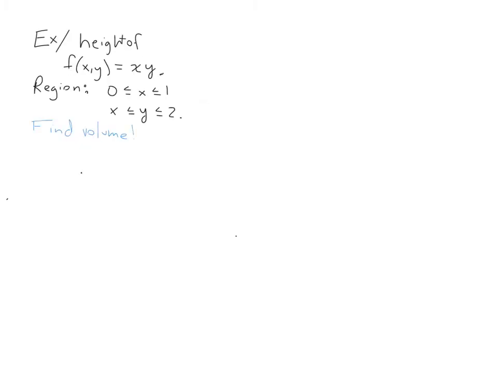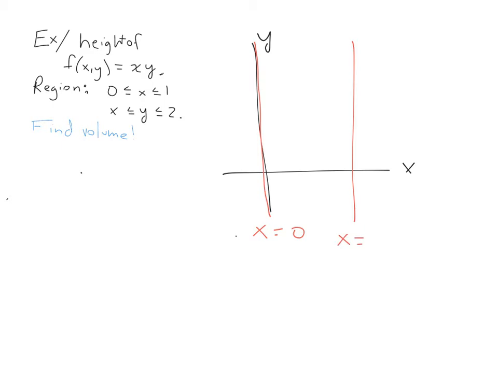To actually find the volume of this object, we will need to set up an integral and then integrate. When setting up the integral, I find it convenient to make a diagram of the region of integration. So xy axes, we have a line x equals 0, we have a line x equals 1. We have a line x less than or equal to y, so the line x equals y. And then the final bound is y equals 2, which is up here somewhere.